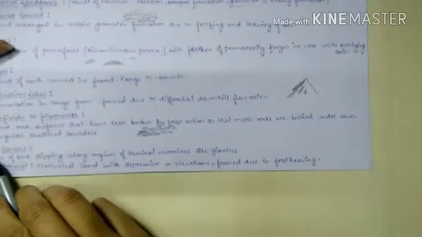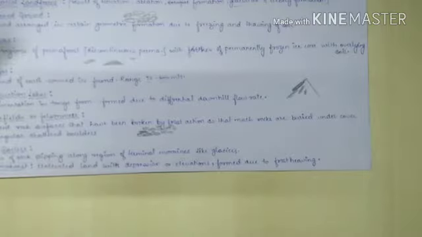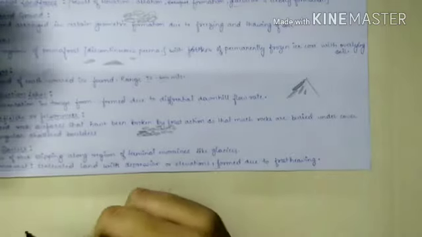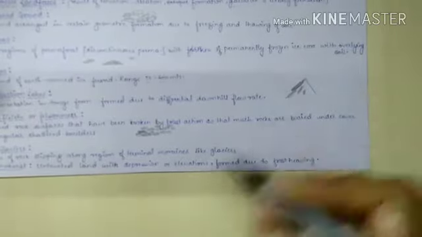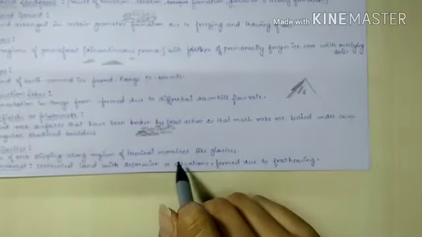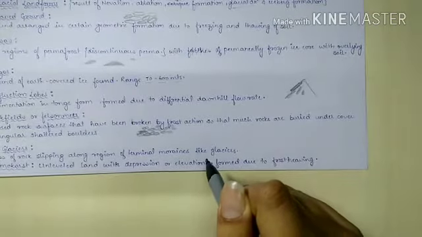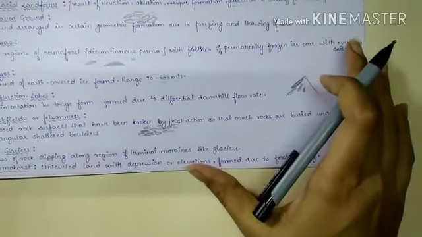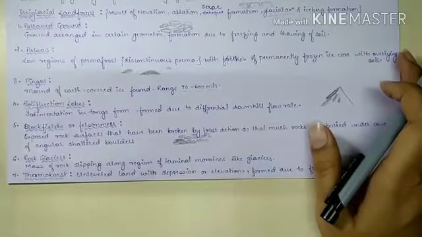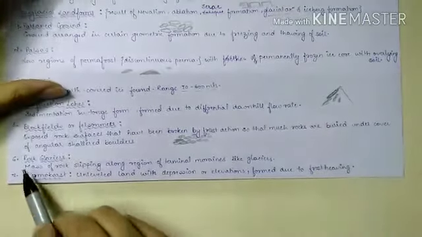Next we have rock glaciers. Rock glaciers are not exactly glaciers. They are rocks that slip along the region of terminal moraine like glaciers do. Okay, now we have done rock glaciers.